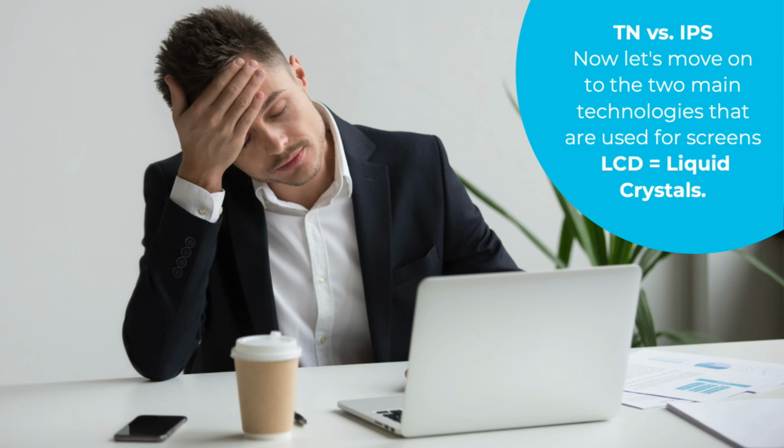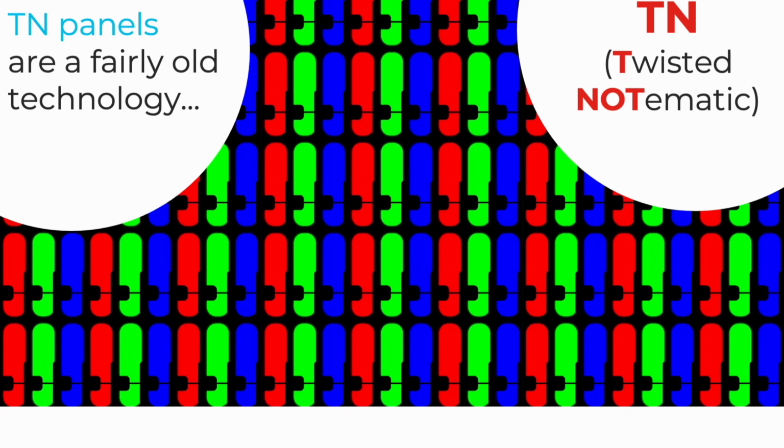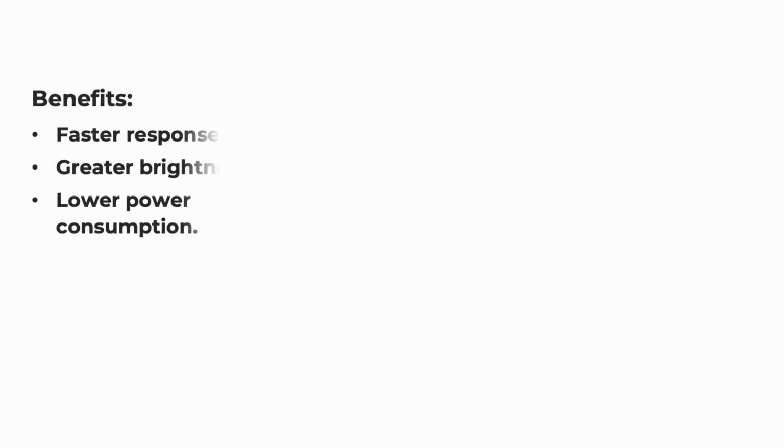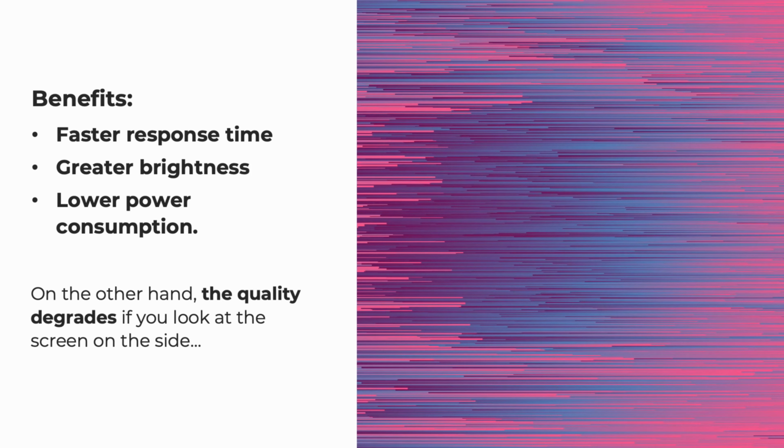Now let's move on to the two main technologies that are used for LCD screens, i.e., liquid crystal. We will see the advantages and disadvantages of TN and IPS types. TN stands for twisted nematic. TN panels are a fairly old technology. It still has some advantages: faster response time, greater brightness, and lower energy consumption. On the other hand, the quality degrades if you look at the screen from the side. That is, you can see a distortion of the colors if you stand on your side or on top.